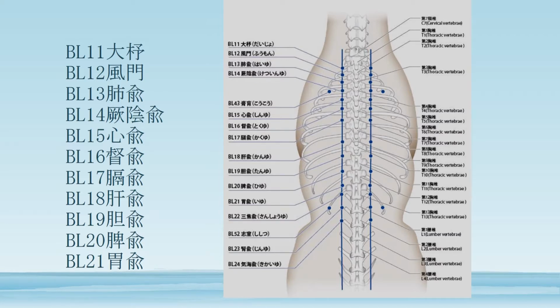And then you skip the eighth intercostal space. In the ninth intercostal space, there is BL18. In the 10th intercostal space, there is BL19. In the 11th intercostal space, there is BL20. In the 12th intercostal space, there is BL21. All these acupoints are 1.5 cm lateral from the dorsal midline.